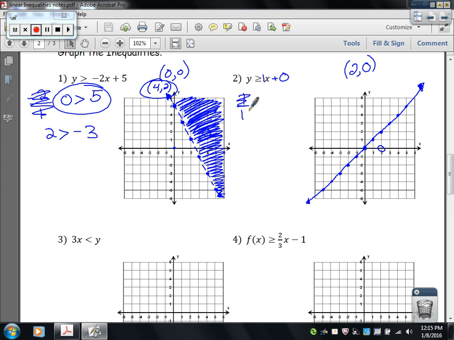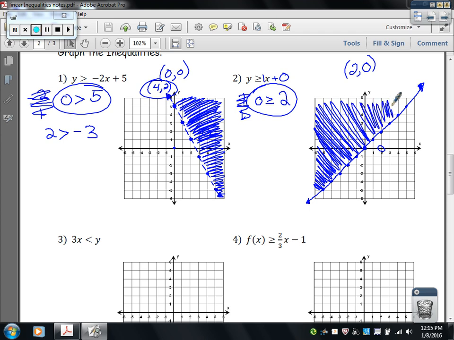So what am I plugging in for y? 0 is greater than or equal to, what am I plugging in for x? 2. Is this a true statement? Is 0 greater than or equal to 2? It is not. So guess where I shade? On the other side. I shade over here. If it doesn't have the or equal to, then it's dashed. If it has the or equal to underneath, then it's going to be a solid line.